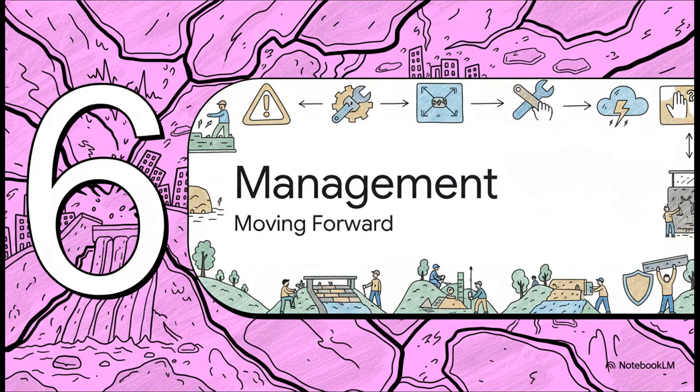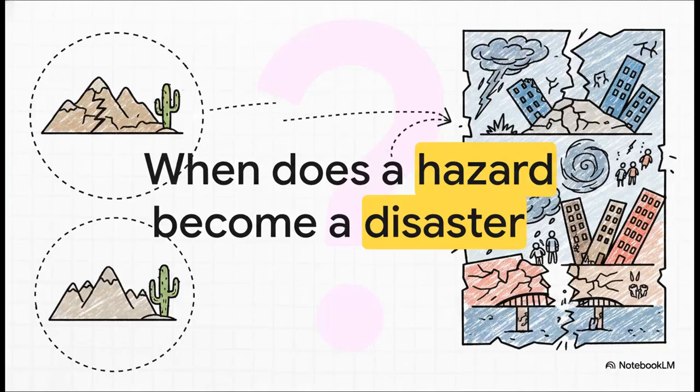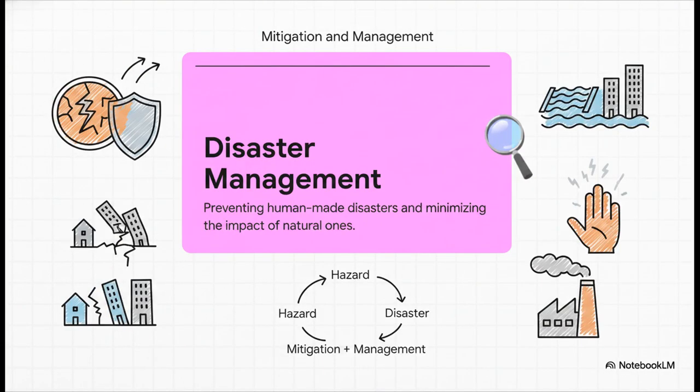All right, finally, Section 6, managing the unpredictable and how we move forward. Since we obviously can't stop tectonic plates from moving, how do we actually cope? The text poses a brilliantly simple, yet really profound question. When exactly does a natural hazard cross the line and become a full-blown disaster? Think about it. An earthquake in the middle of a completely uninhabited desert is just a hazard. But when does it become a tragedy? Well, a hazard only becomes a disaster when a vulnerable population lacks mitigation and management.